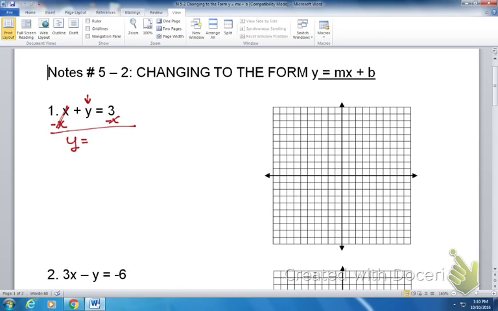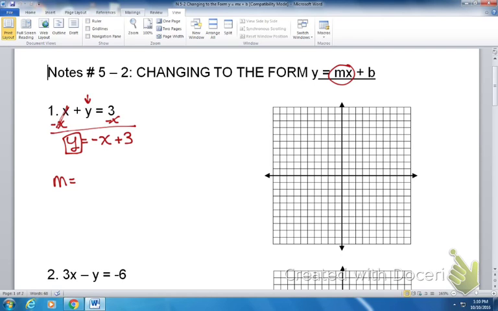Now if we look back up at our form, we have the x value first. I can't combine negative x and 3, so I'm just going to write negative x plus 3. I need to check, is y by itself? Yes, it is. So this is in the form y equals mx plus b, and it probably looks like one that you did yesterday.